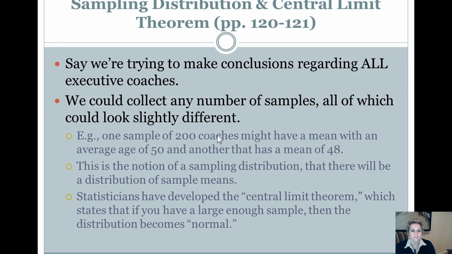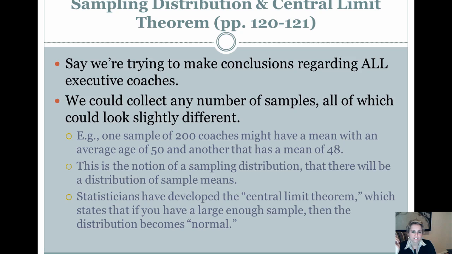So one sample of 200 coaches might have a mean age of 50 and another has a mean of 48. So the question is, does this make us fret? This is the notion of what's called sampling distribution. That is, if we collected a lot of different samples, there would be a distribution of sample means. That means if you averaged all of the means, there would be some that are lower than the mean, and some that would be higher.